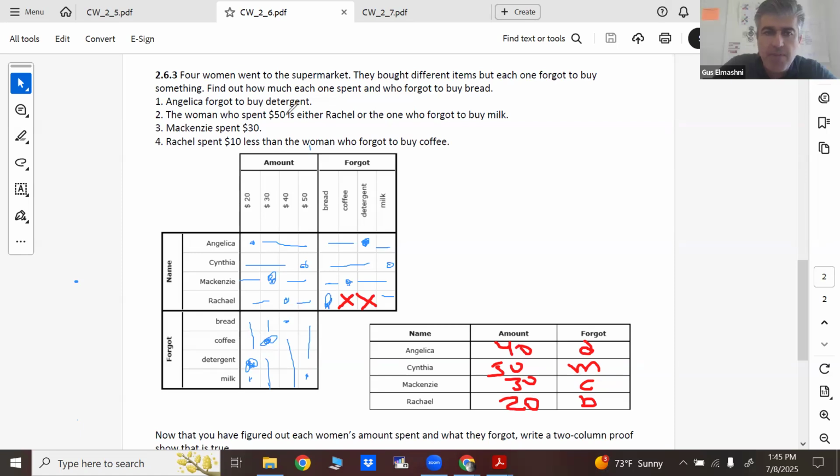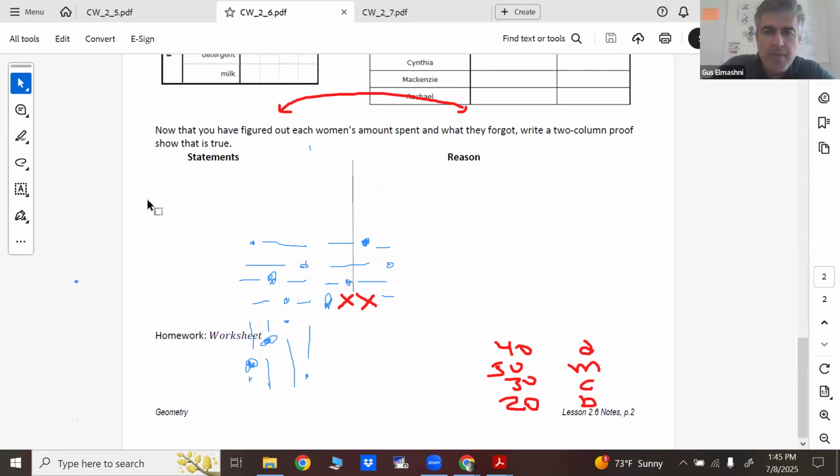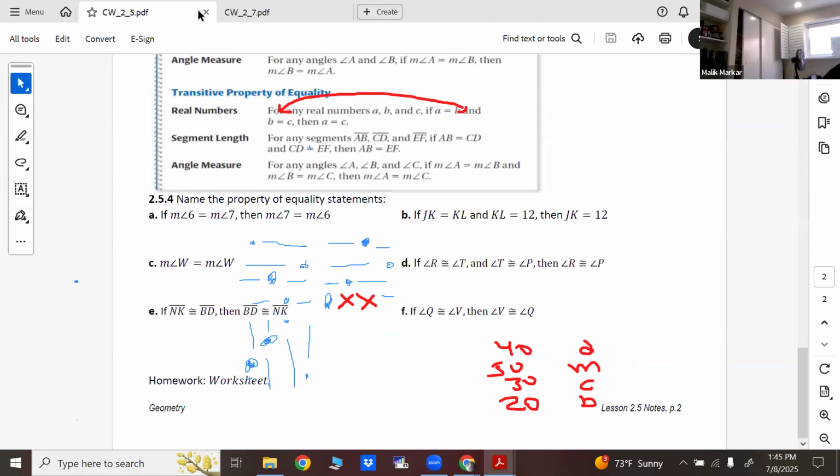Okay. Yeah, $50 cannot be Rachel because Rachel's $10 less than somebody. 50 is the highest amount. So the 50 definitely has to go with milk. Yeah, that for sure. Because there's no way Rachel could be, because the one who spent 50 is either Rachel or the one who forgot to buy milk, but Rachel's spending less money than someone else. Yeah, so I'm pretty sure that's gonna be the combination. That's okay. We'll just keep moving. I'm not gonna write proof for this. Let's do this one here.